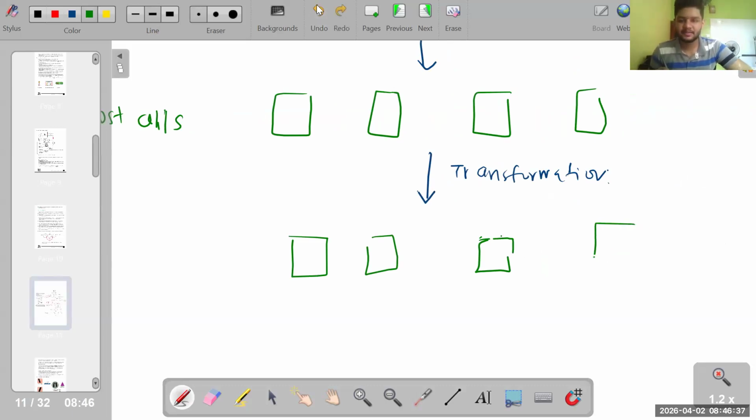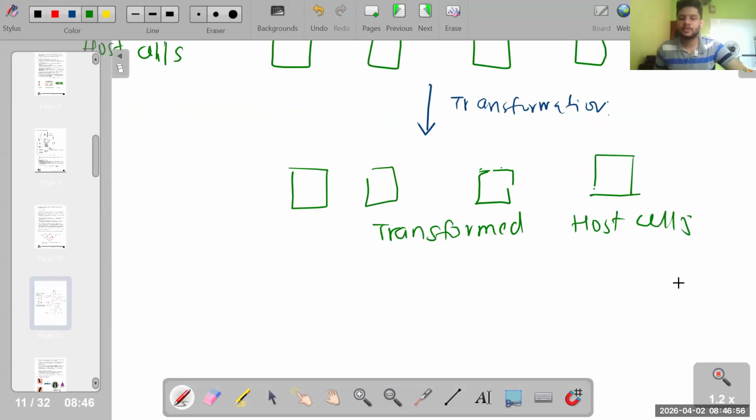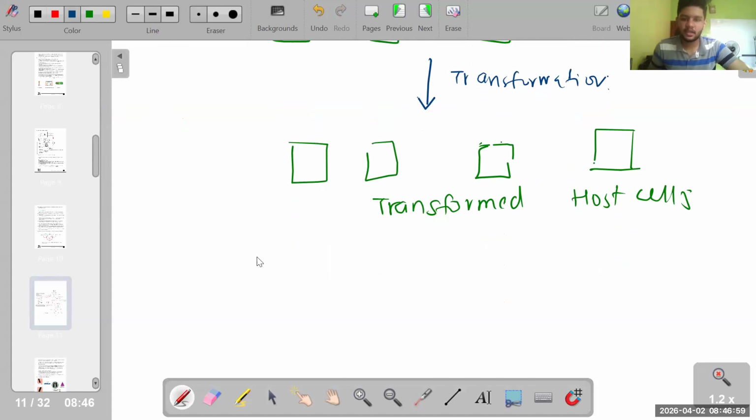Oh, it's a bit lagging here. If you find any difficulties, please let me know. Right. These will be transformed host cells. So transformed host cells means simply we should have the idea that they have a host cell plus a vector, right?